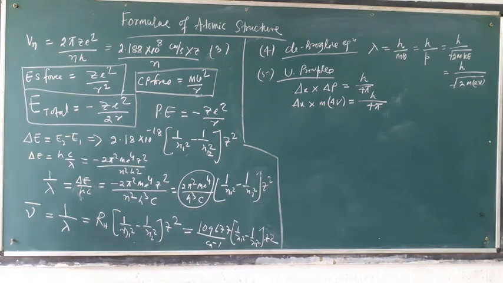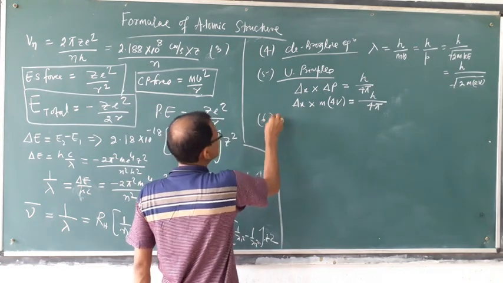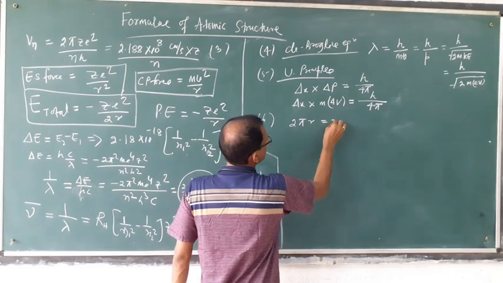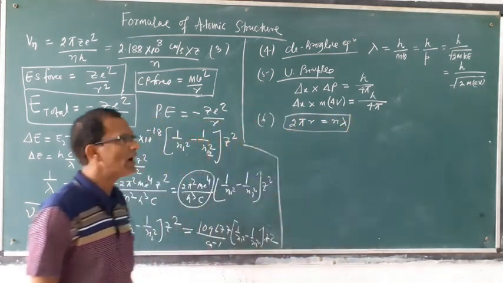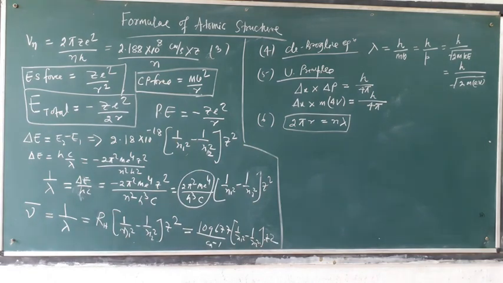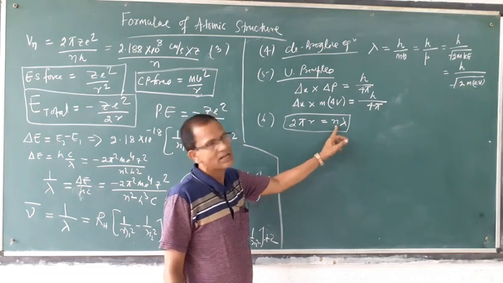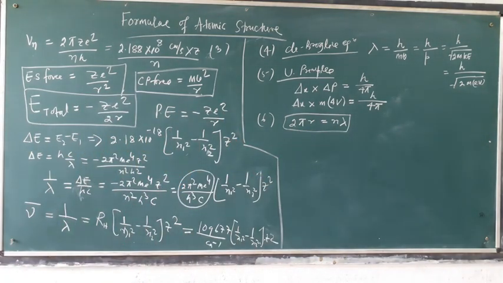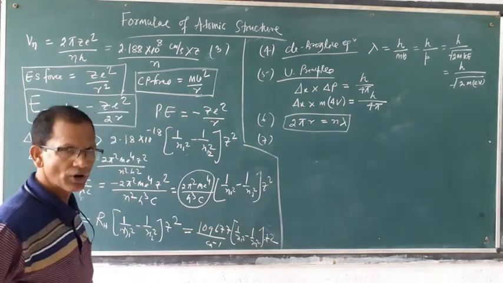Then we know that if an electron revolves in a circular path, there is a relation: circumference 2 pi r is equal to n lambda. This is the relation between total circumference and wavelength. Okay. Then next is our Schrodinger wave equation.